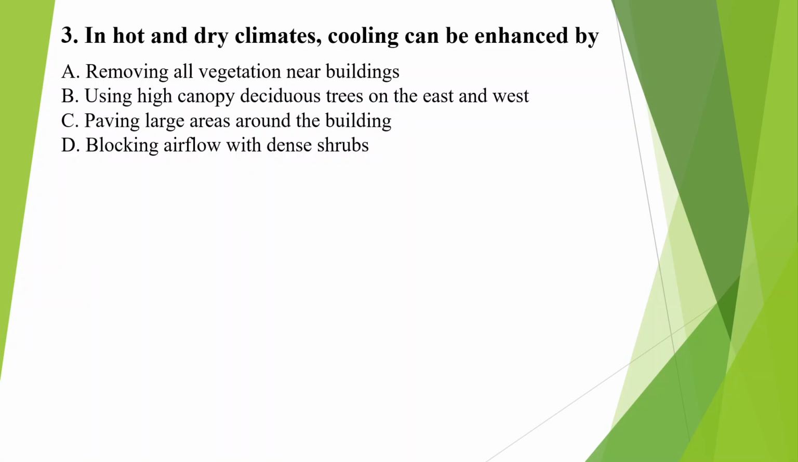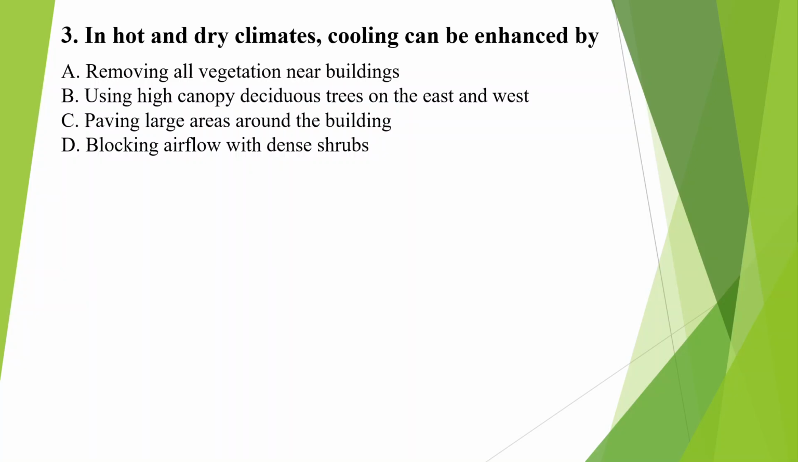Using high canopy deciduous trees on the east and west wall will help you reduce the heat gain while allowing the airflow, which is required for hot and dry climate conditions. And these high canopy trees will also provide shading from the low-angled sun in the east and west. Overall, it will reduce your house's excessive solar heat gain. So option B is the correct answer for this question.